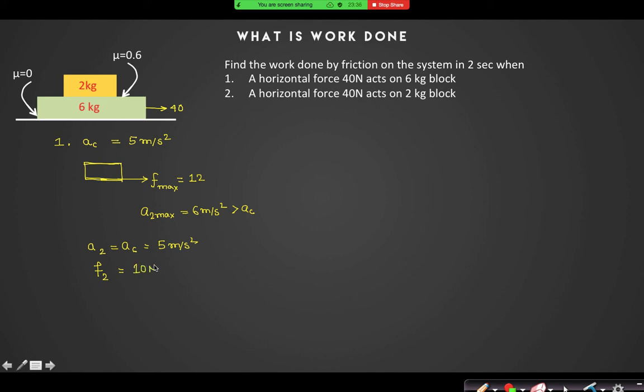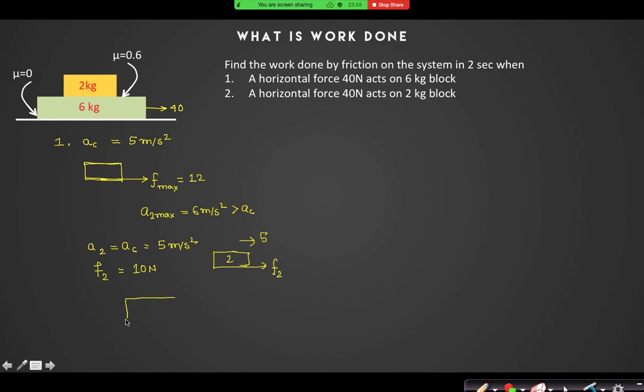So please repeat, sir, F2. Now the 2 kg block is moving with this 5 meter per second square. So what will be the friction force now? Is it 2 into 5 only? Yes or no? Oh, yes, sir.